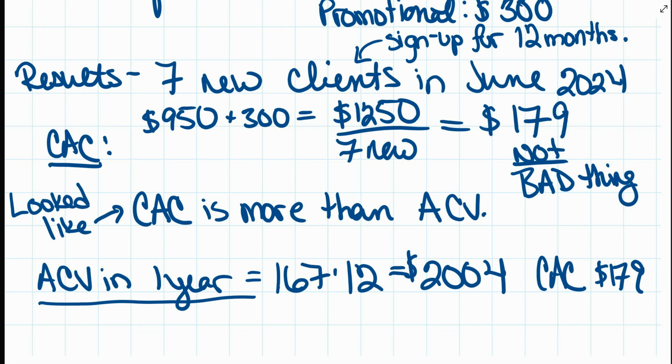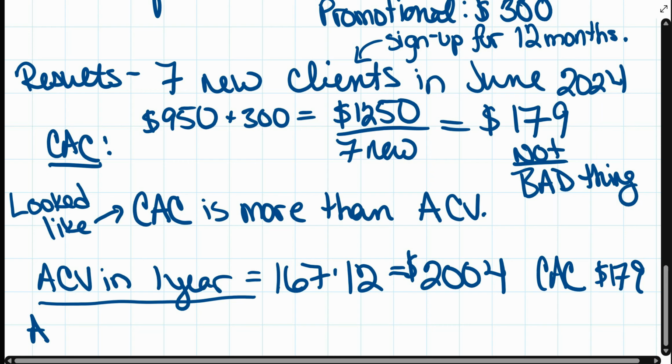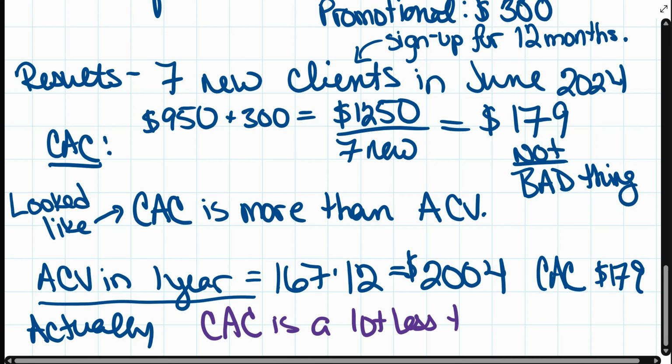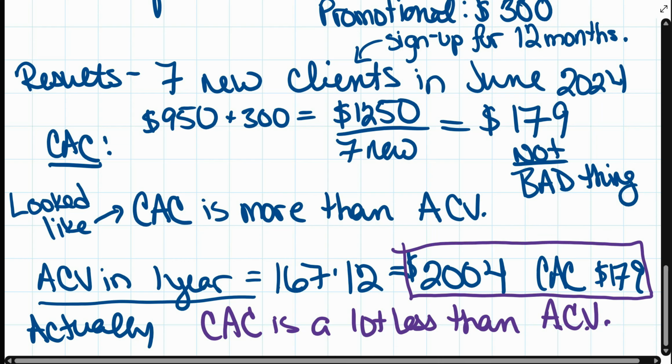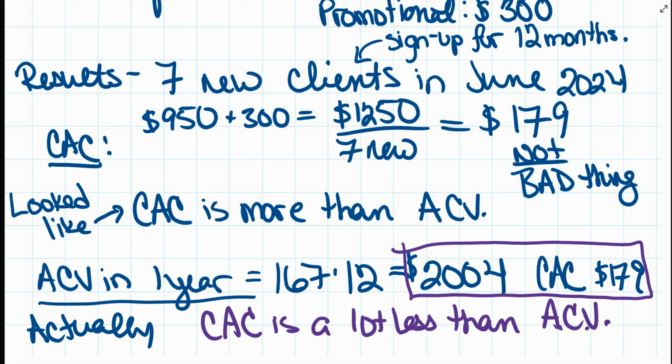Maybe there's a certain number of months that a client agrees to working with them. In the case of this martial arts school, it ended up being 12 months, right? So we found that the client acquisition cost, actually that's not the case, right? We see that actually our client acquisition cost is a lot less than the average client value. And in this case, by a lot. We see it's $179 versus our $2,004 because we're looking at that 1 year lifetime.